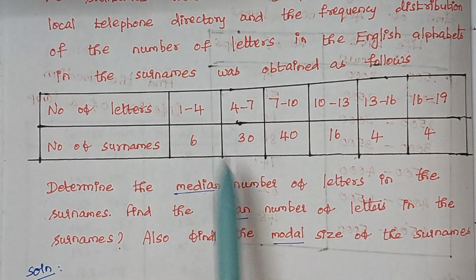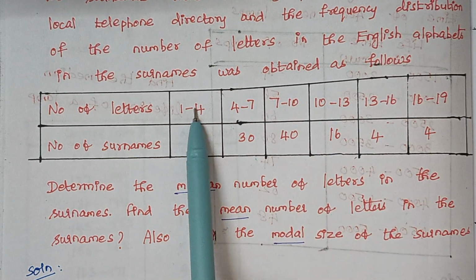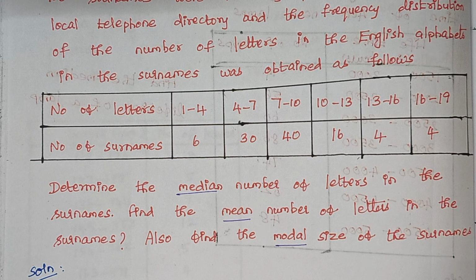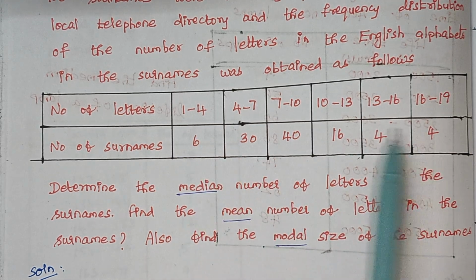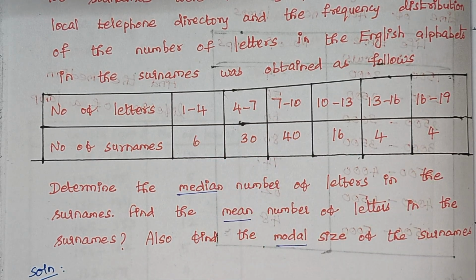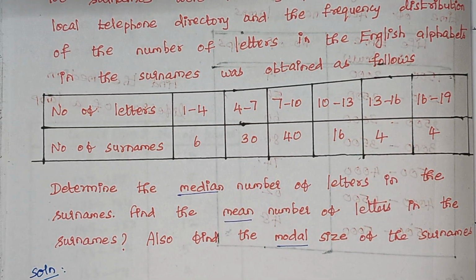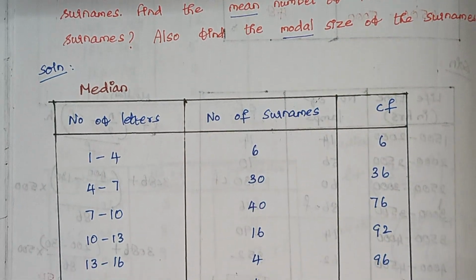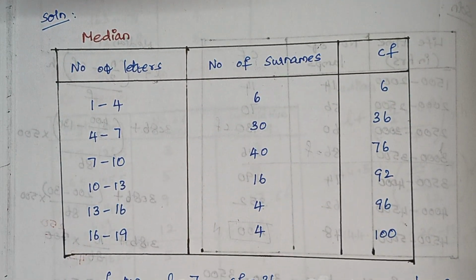So again when you look at the tabulation, you see we are having a continuity, right? 1 to 4, 4 to 7, 7 to 10. So it's fine. And when you look at the frequencies, again the numbers are not in ascending order, they are randomly placed. So this is our frequency. So to find median, the first step is we have to calculate the cumulative frequency.